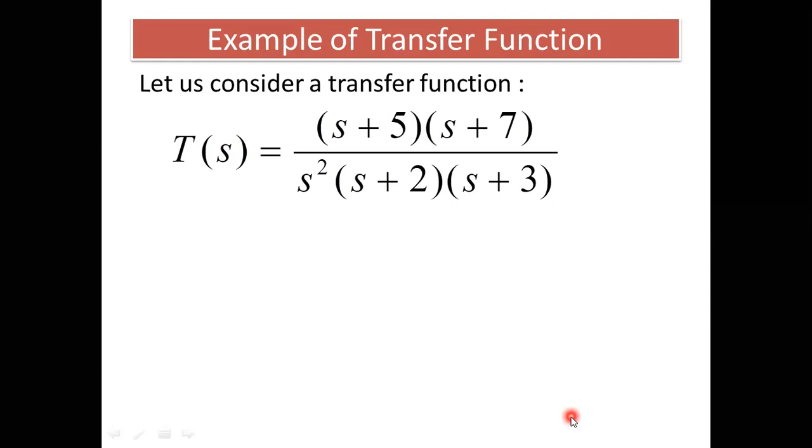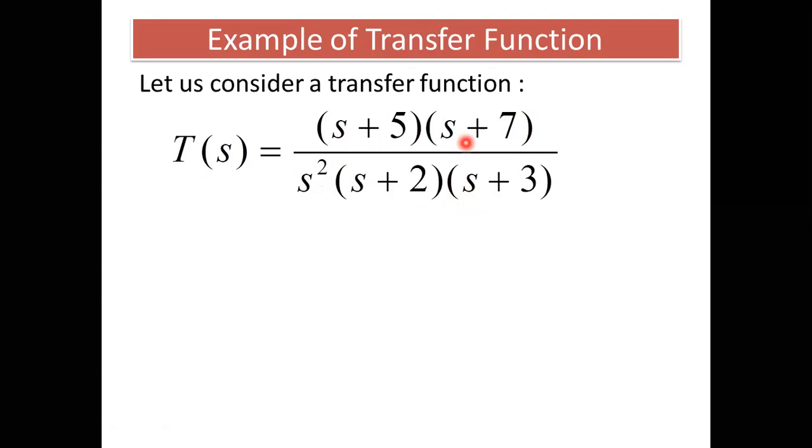You can easily find that there are four poles. Two poles are at the origin, and there is s equals minus 2, which lies on the left side of the s plane. Likewise, there is another pole at s equals minus 3, which also lies on the left side of the s plane. And there are two zeros, s plus 5 and s plus 7, that is s equals minus 5 and s equals minus 7, and these two zeros also lie on the left side of the s plane. Now, a few questions can arise by seeing the transfer function.